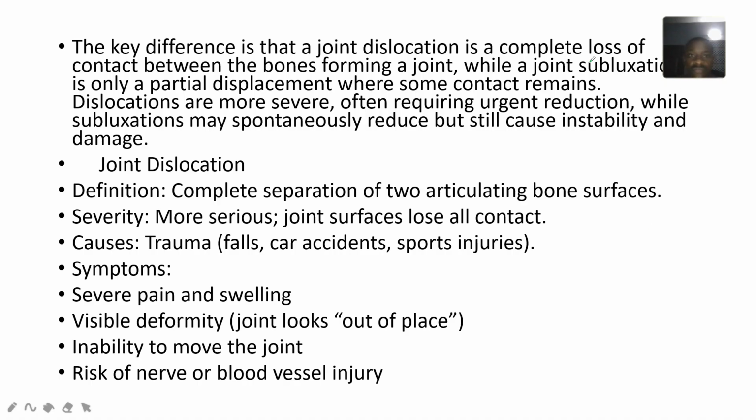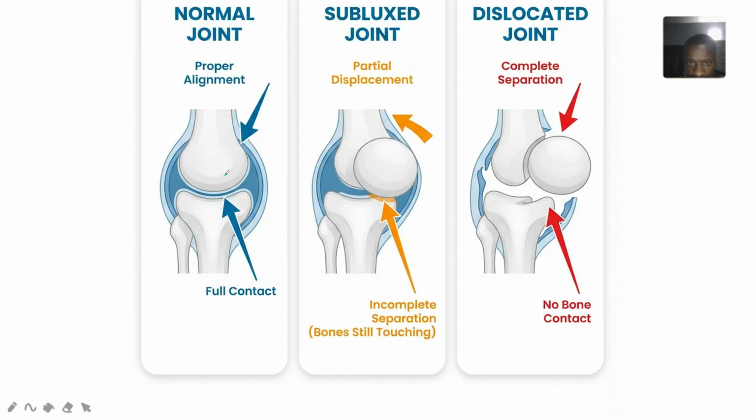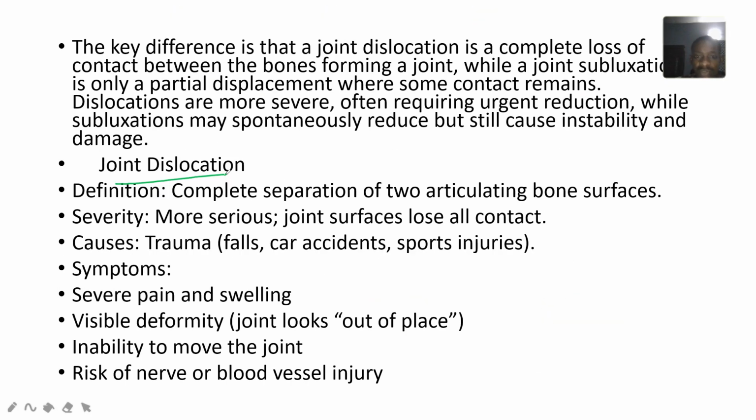Let's discuss. Okay, the literature will shed more light. So joint dislocation, we said that it's a complete separation of two articular surfaces. It's more serious. The joint surfaces lose all contact. It's moving out to another place. It can be caused by traumas, by sports injury. So there's severe pain and swelling, there's visible deformity, there's inability to move the joint. So to say, the person is losing a lot of function there.